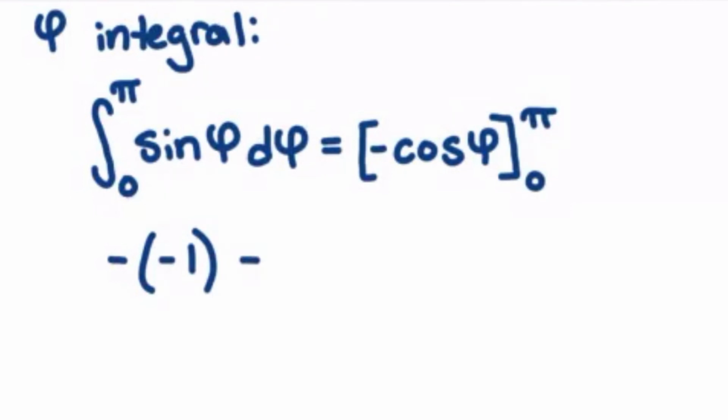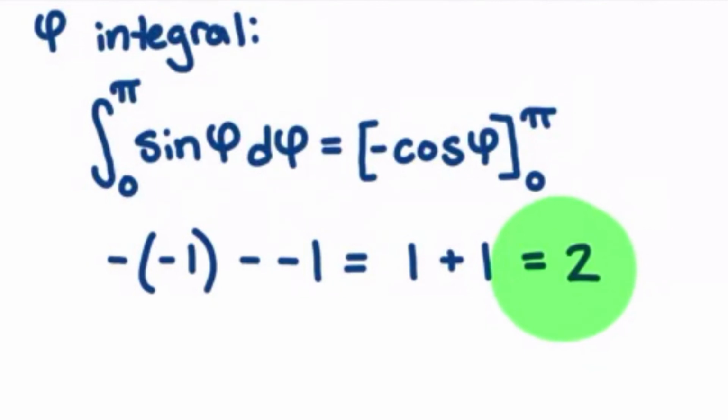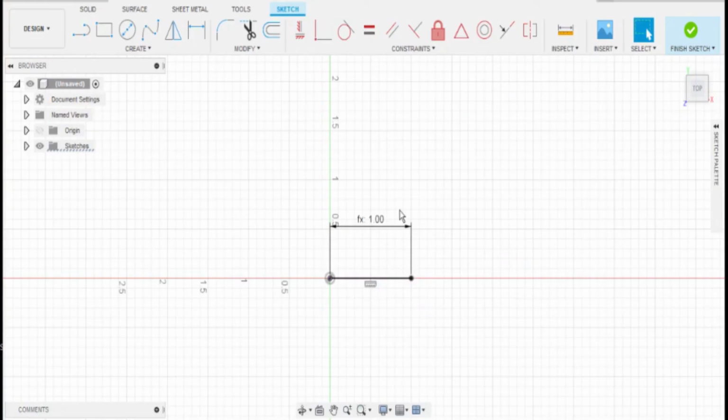So cosine of pi is negative 1, but that's negative. So we have negative negative 1 minus negative cosine 0, which is also negative 1. This is going to give us positive 1 plus positive 1 equals positive 2. So what does that sweep actually look like? Why are we sweeping from 0 to pi? Well, you're going to see it right now.